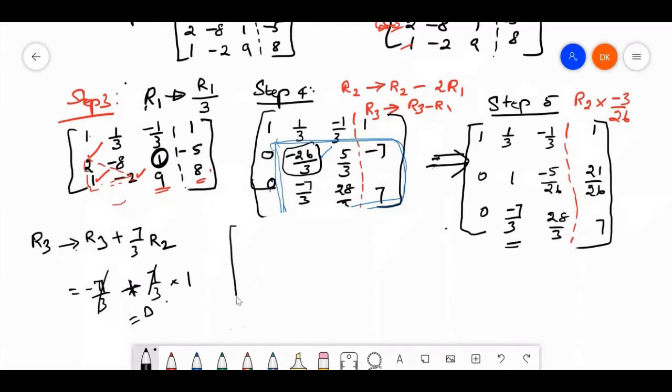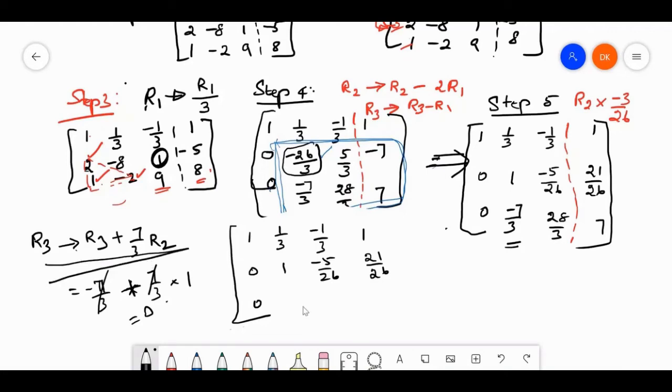So then how to get it? Now the first row is same, 1 by 3, minus 1 by 3, 1, and then 0, 1, minus 5 divided by 26, and then 21 divided by 26, 0. So now by applying this condition, this is also 0. So then what will happen here?